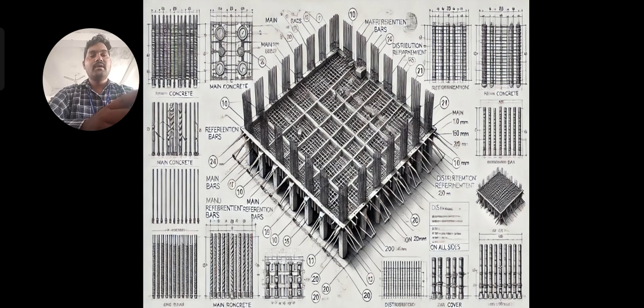And now we are going to see this figure, and we can understand how to arrange the main bars and distribution bars. Okay, likewise, we have other things as well. So now we should understand this one.